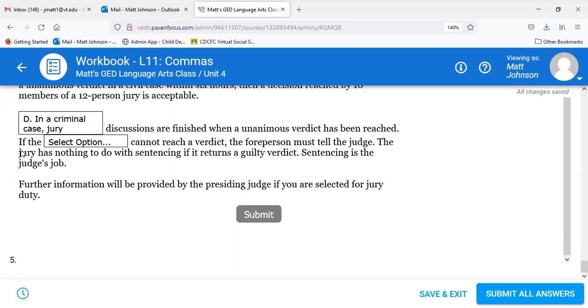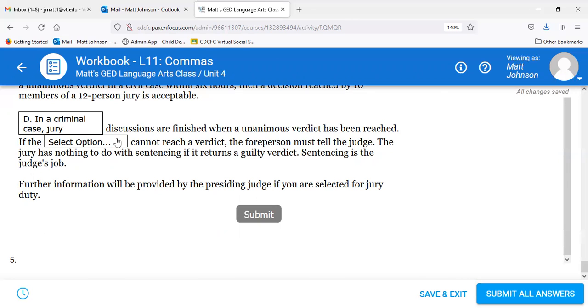Another way to look at those introductory statements and find out where they break is to find out where the sentence makes sense. So you could start right there. Jury discussions are finished when a unanimous verdict has been reached. And you could leave out that introductory statement, right? It still makes sense. So just like other things, when we're talking about the interruptive phrase and clause, if you can remove it and you still have a sentence that makes sense, you know where the commas go. Same applies for that introductory statement.